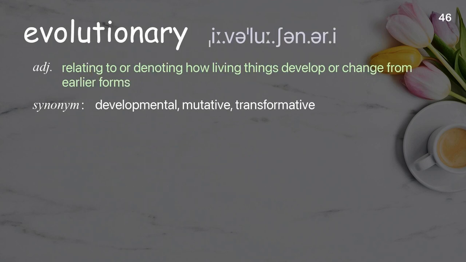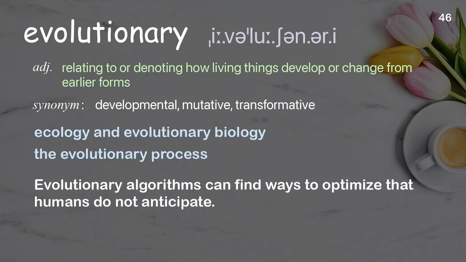Evolutionary. Relating to or denoting how living things develop or change from earlier forms. Examples. Ecology and evolutionary biology. The evolutionary process. Evolutionary algorithms can find ways to optimize that humans do not anticipate.